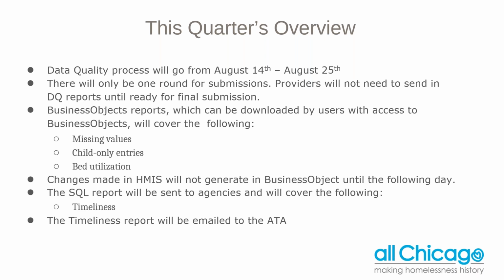The business objects reports, which can be downloaded by users with Access Business Objects, will cover the following: the missing values, the child-only entries, and the bed utilization. Changes made in HMIS will not generate in business objects until the following day. So if you identify an error in the report today, and you correct the client's information and you go back to run the report again today, the report will not change as the database hasn't updated yet. The next day, that information will be available and you will be able to see those changes.